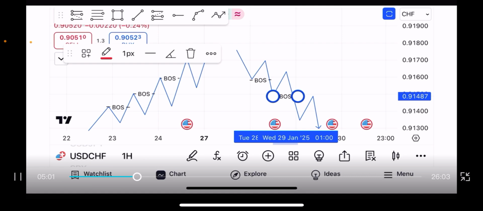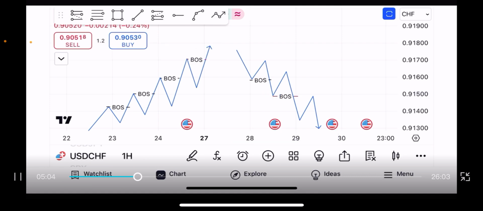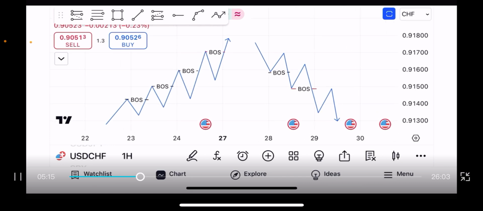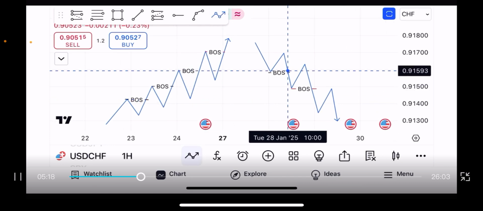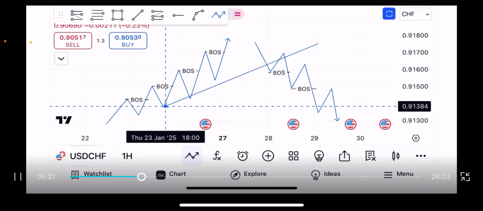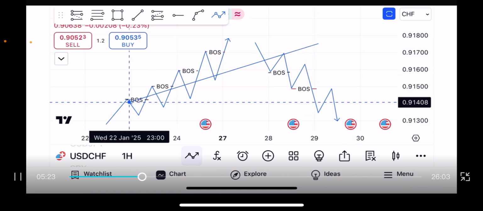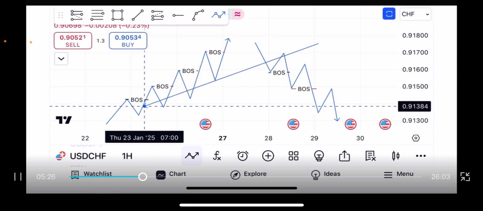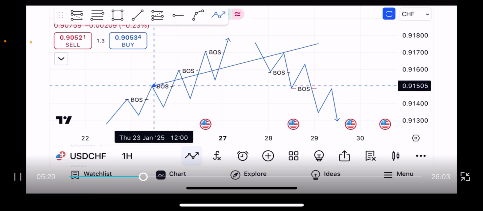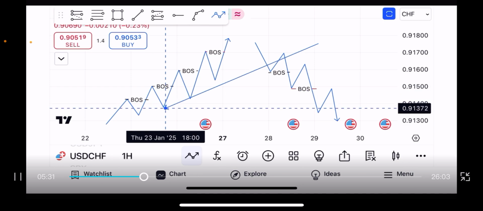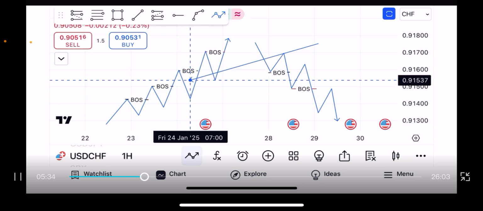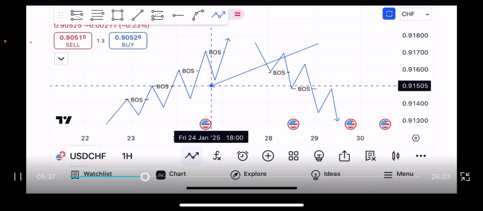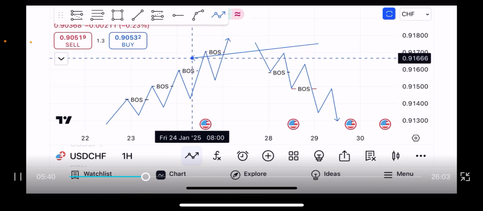Now you need to understand that this break of structure happens in all time frames: the daily, the H4, the 50 minutes, the hourly, the 1 minute. It happens everywhere. You understand? So once this first high got taken out, it's called a break of structure. So the market will have to retrace down, then give us a break of structure, retrace down, give us a break of structure, retrace down, give us a break of structure. Hence, that's why we call it a break of structure.